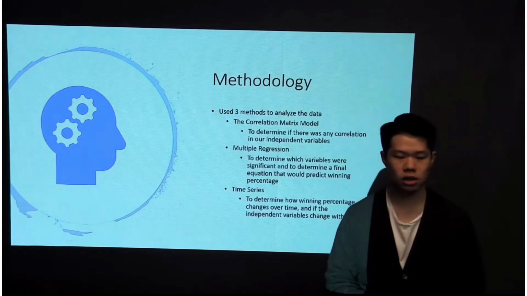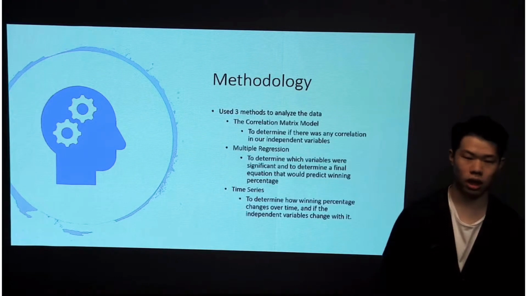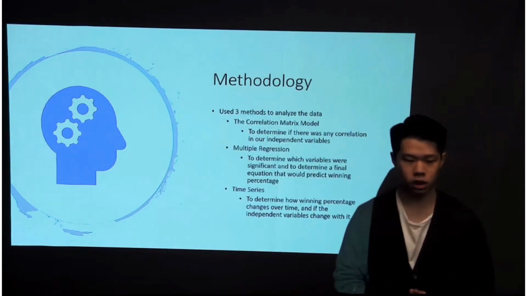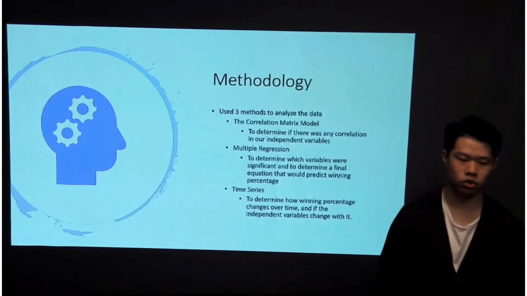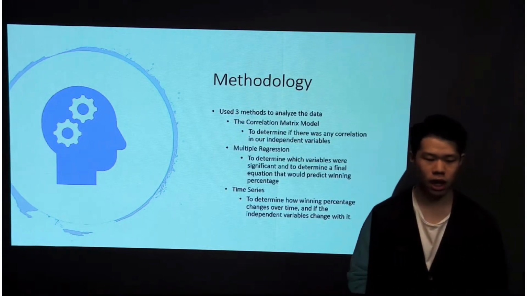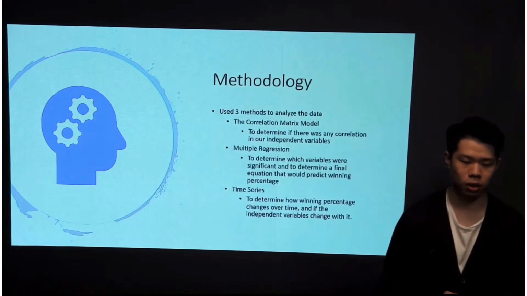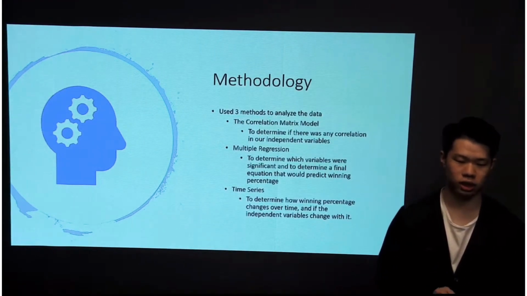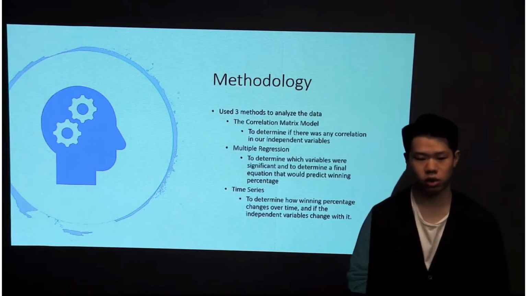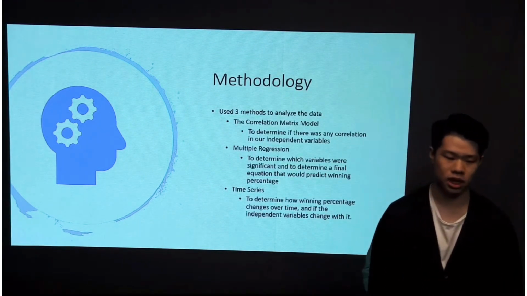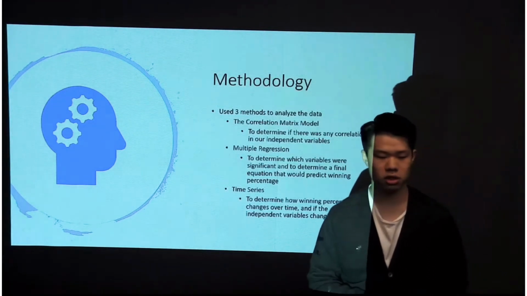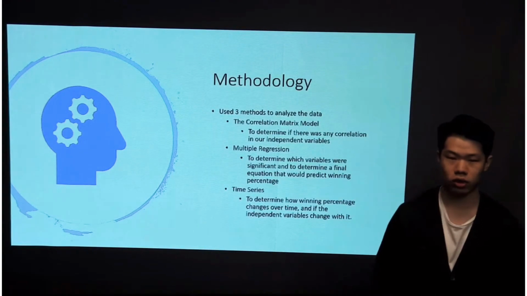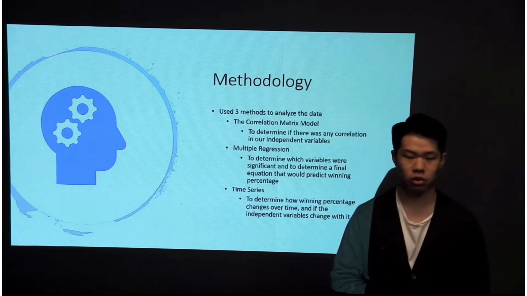And for our methodology, we use three methods to analyze the data. The first one is the correlation matrix model, which determines if there is any correlation in our dependent variables. The second one is the multiple regression. This method will determine which variables are significant and determine the final equation that would predict winning percentage. And the last one is the time series model, where we are going to determine how winning percentage changed over time and if the independent variables change with it.